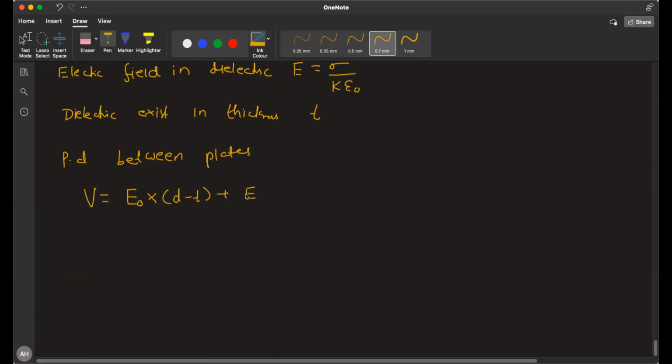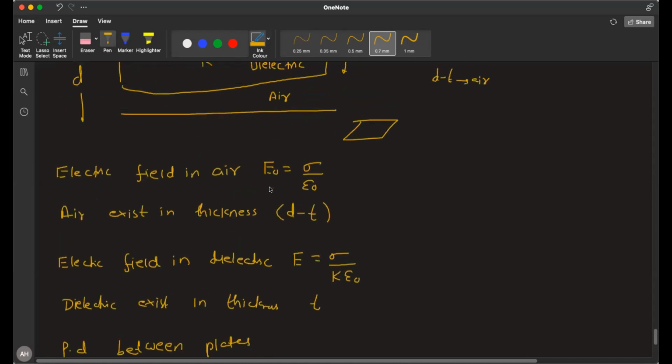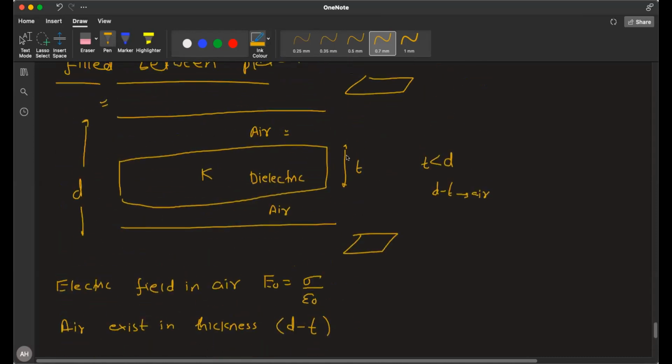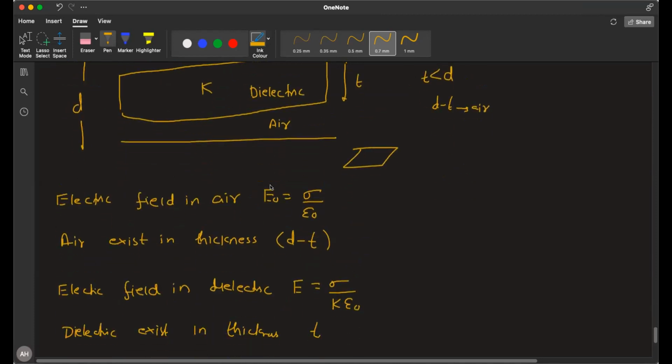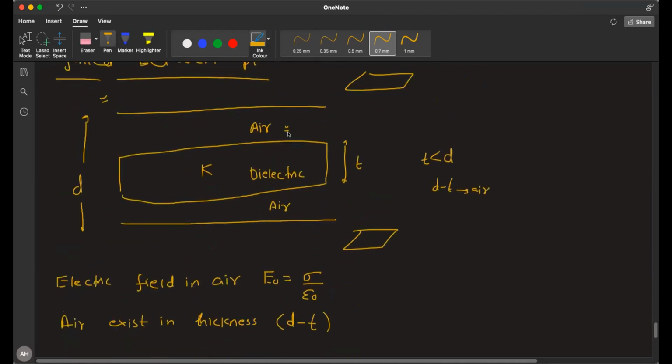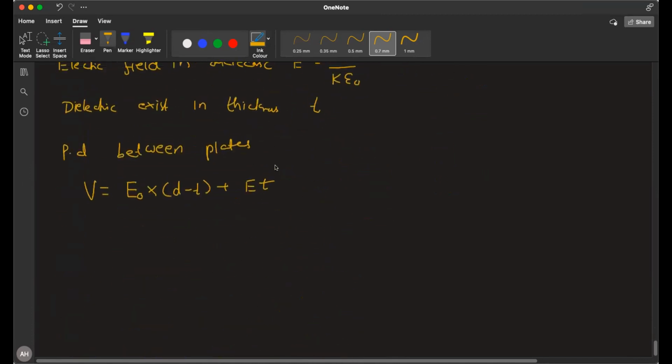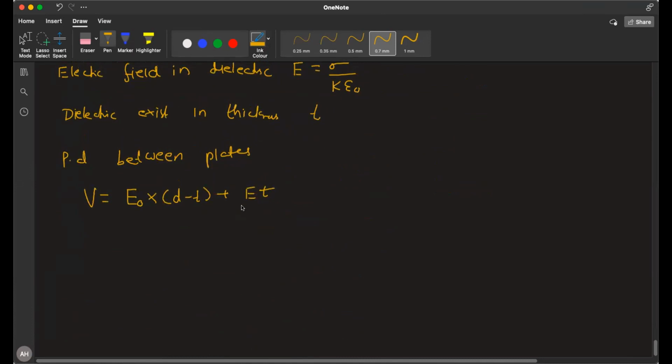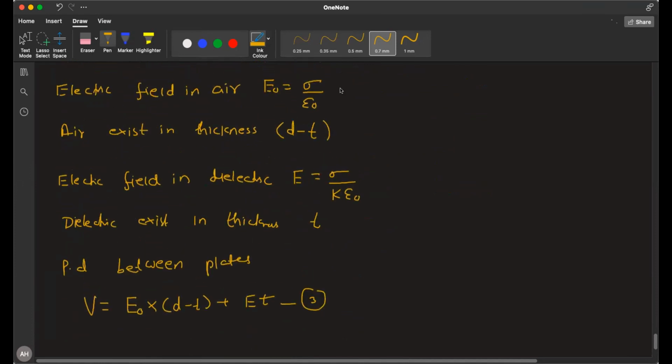Dielectric is in T only. See, we are calculating potential difference for two different regions, for the air and then for the dielectric. For air, I multiplied with D minus T, but for the dielectric, I multiplied with T. Let's call these equation number 1, equation number 2, and equation number 3.